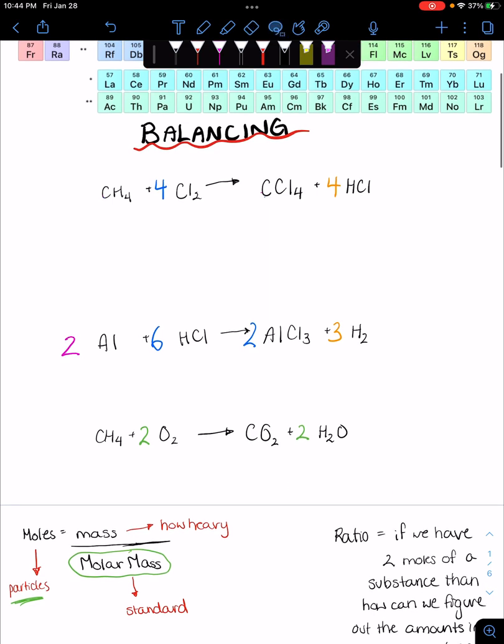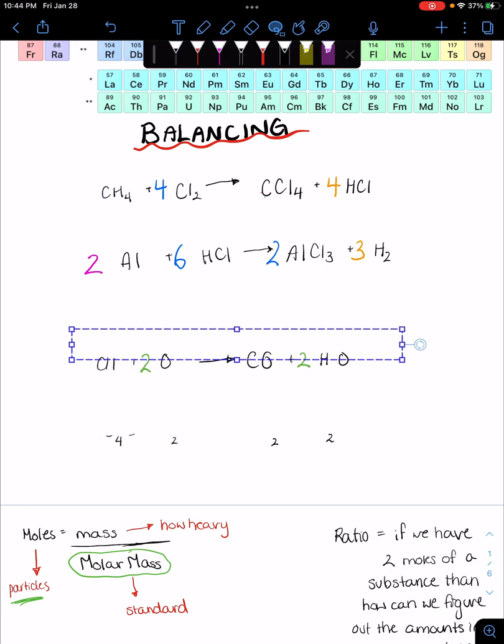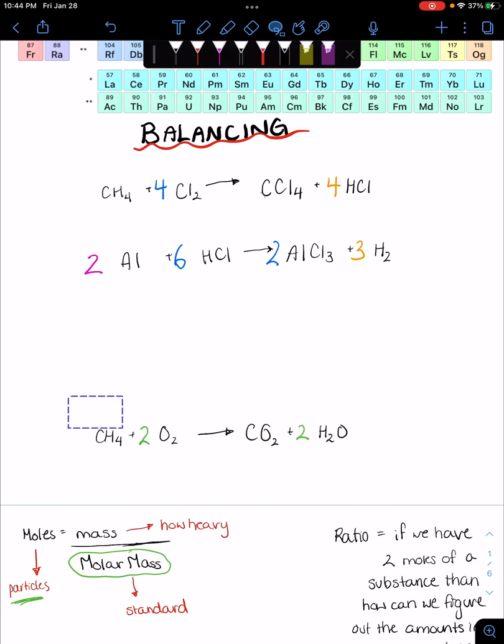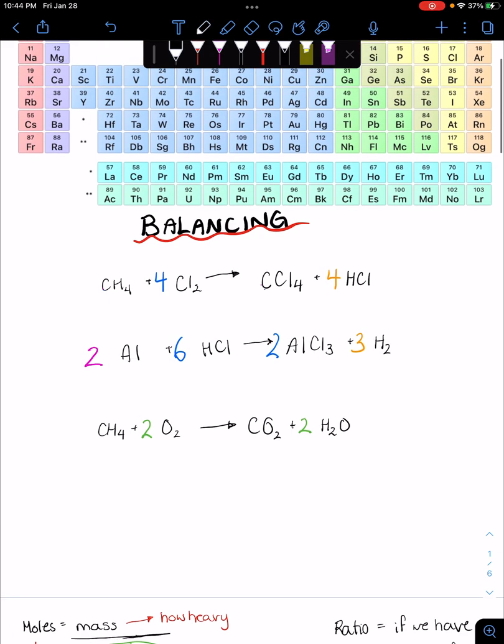So that's what it looks like without all that extra noise. And obviously there's nothing in front of this. We know that this means we want just one of these, but we don't have to put the 1 there. So we know that we want one of these compounds. So that's basically what you do to balance the reactions.